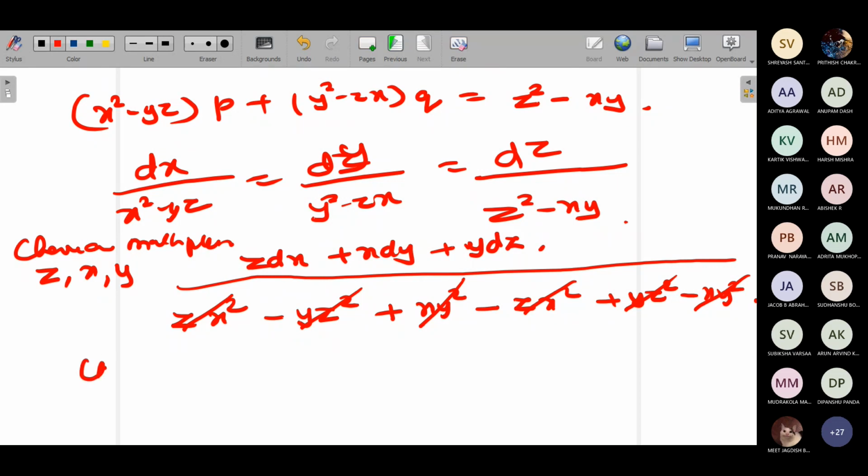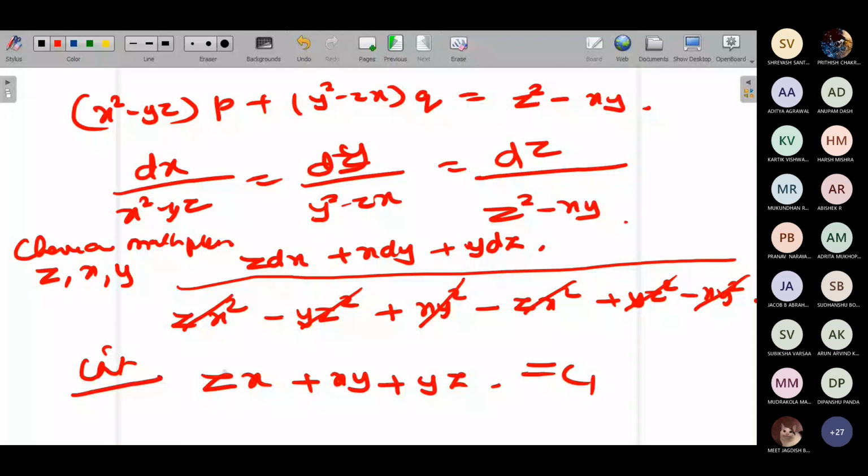You can integrate this also, right? Once you integrate it, you'll get ZX plus XY plus YZ because the denominator is becoming 0. So this also you can write as equation number C1. Let me check the answer.